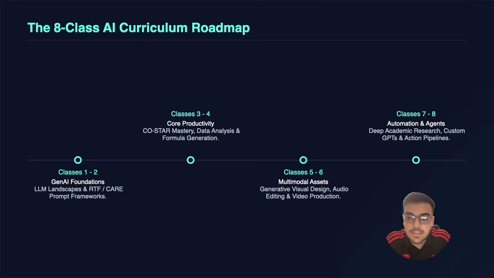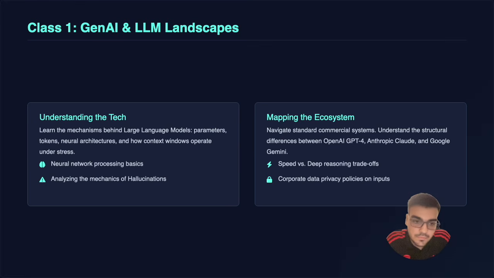So let's look at class 1. Our very first class is about understanding the engine. To write great prompts, you have to understand how LLMs actually process information. We will study the silicon mind.